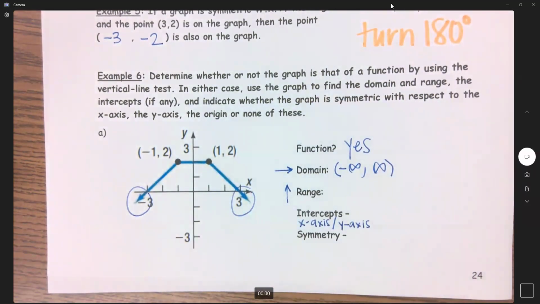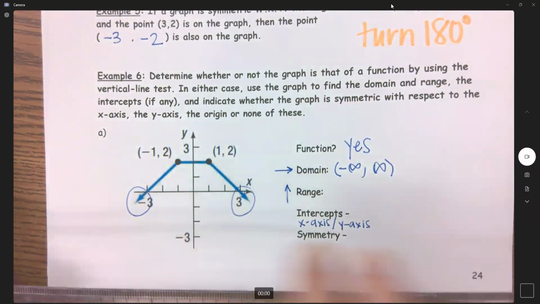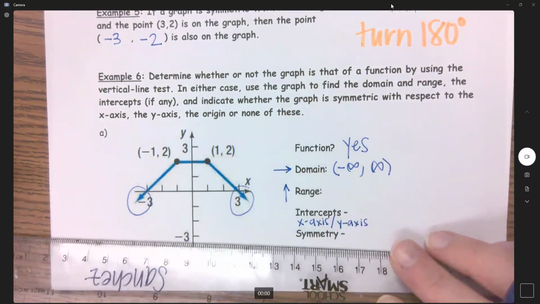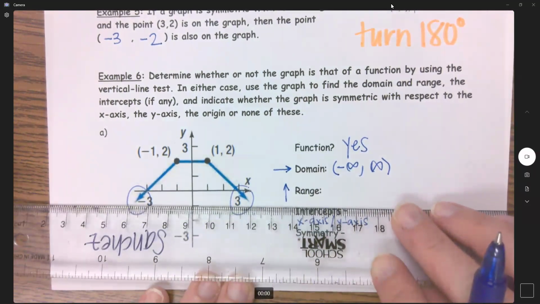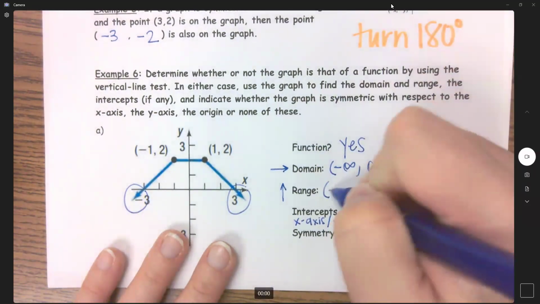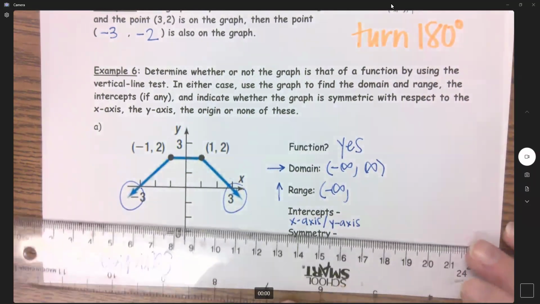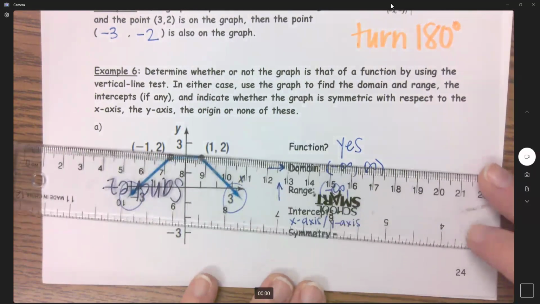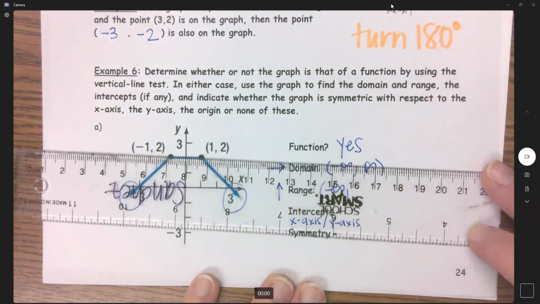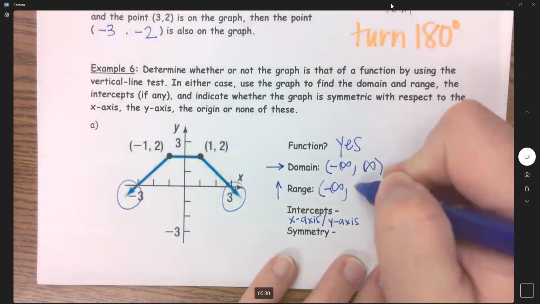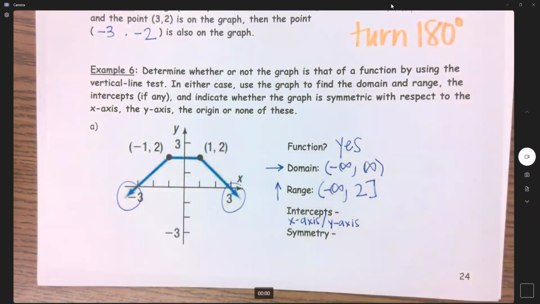So as I go from the bottom, using this edge right here, the first thing I encounter are arrows again. So negative infinity. And then what's the highest y value on this graph? Here it is at 2. And that will have a bracket because it's included.